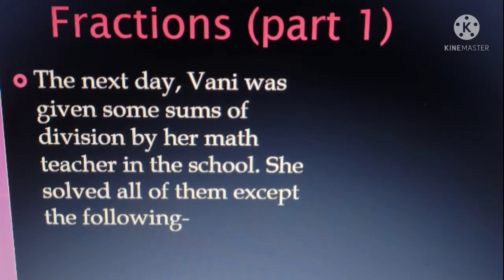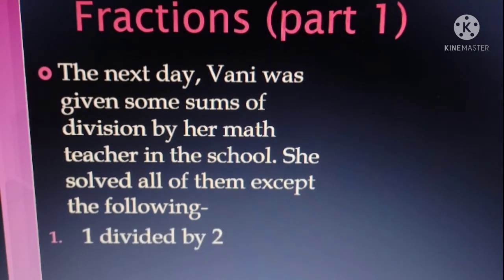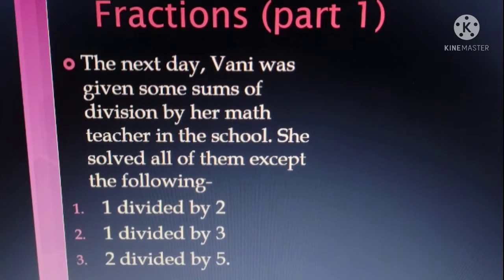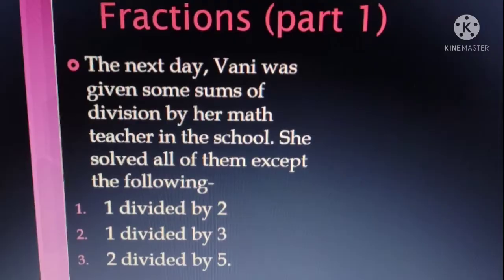Now the next day, Vani was given some sums of division by her maths teacher. She solved all of them except the following. Out of the sums, some she solved and some she did not solve. The first one which she did not solve was 1 divided by 2. The second one which she left out was 1 divided by 3. And the third one which she left out was 2 divided by 5. So these three sums she was unable to perform.